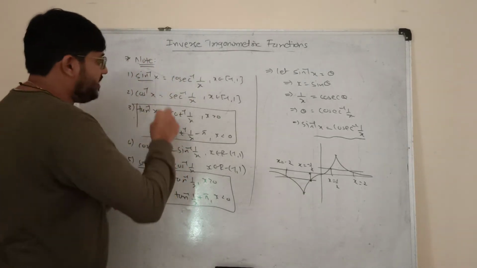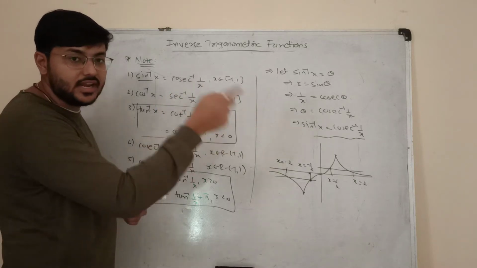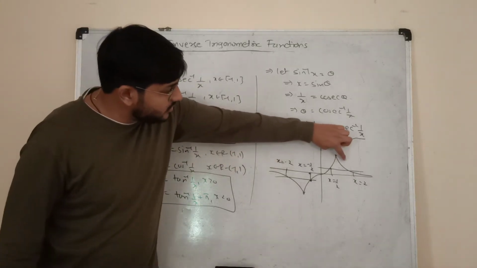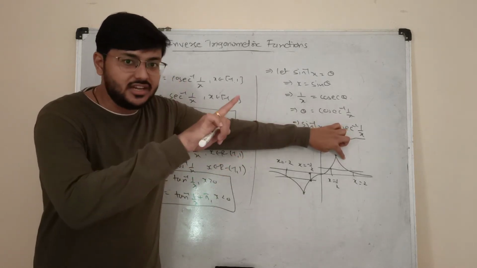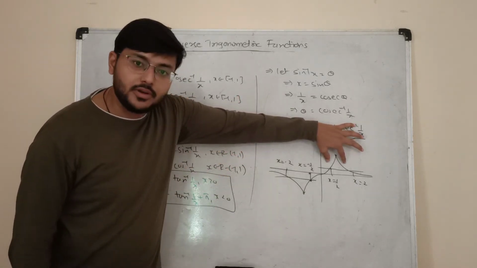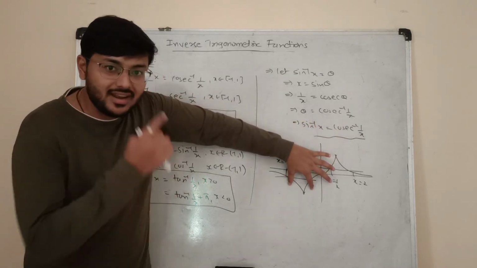So why is there no difference for sine inverse and cosec inverse for positive and negative values? Because sine inverse and cosec inverse give the answer in the first interval when we put positive values, and give the negative answer when I put negative values.